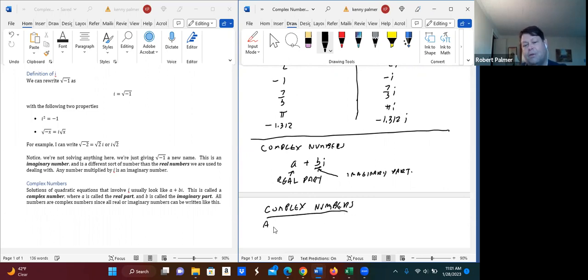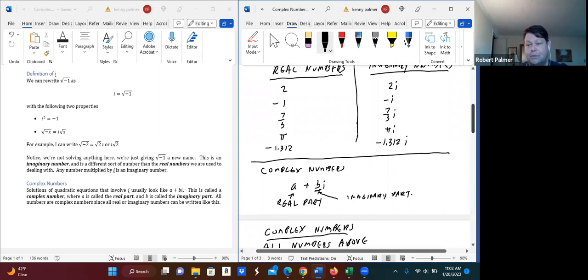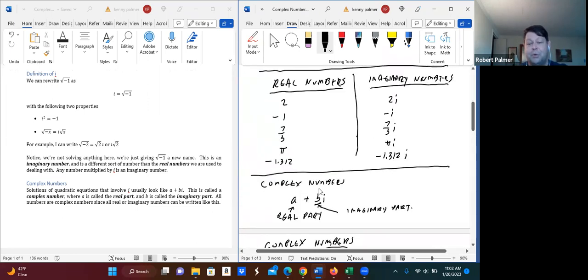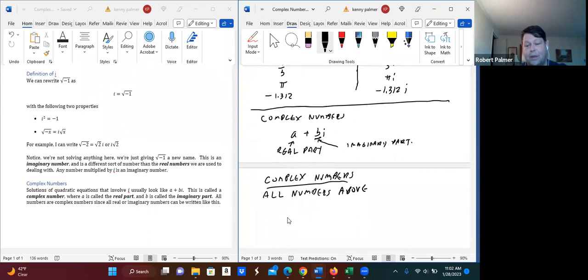I'll just say all the numbers above in these two tables here, because we can write each one of them in this form as well. For example, the first one, we can have 2 plus 0i. In this case, our imaginary part is 0. Or like the fraction we had, 7/3 plus 0i. So all the numbers above can be written this way.